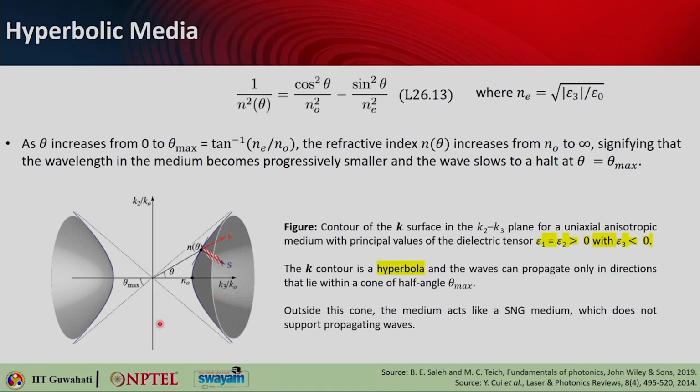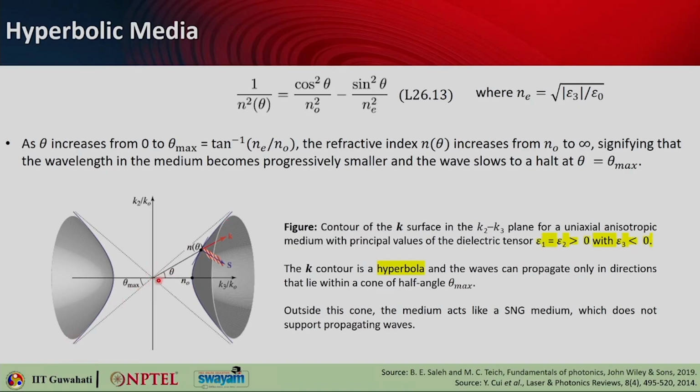So this is the same contour of the k surface that you have seen before, just for the case where epsilon 3 is negative. So the contour of the k surface in the k2 k3 plane for a uniaxial anisotropic medium where epsilon 3 is negative, and epsilon 1 and epsilon 2 are the same and positive. So the k contour is basically a hyperbola, and the wave can propagate in the directions that lie within this particular cone of half angle theta max. So this is theta max that you can see here.